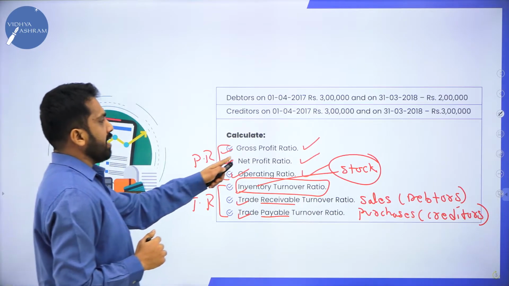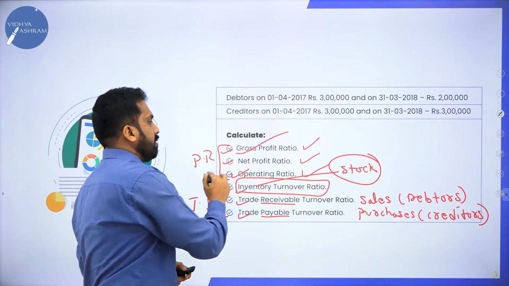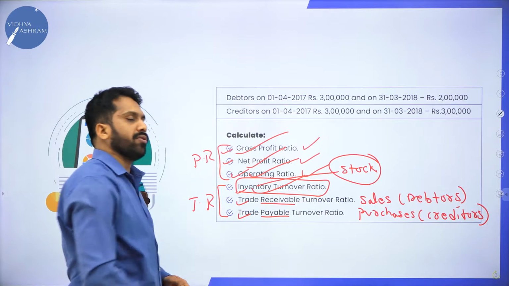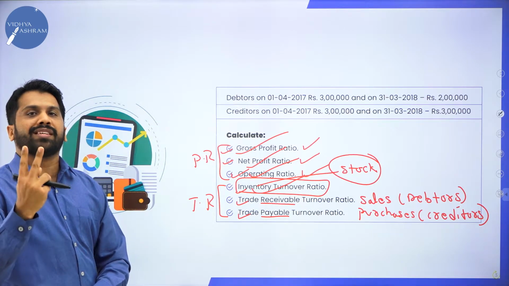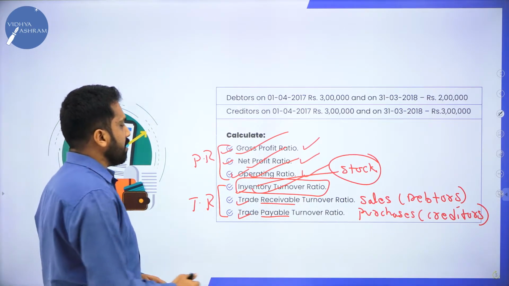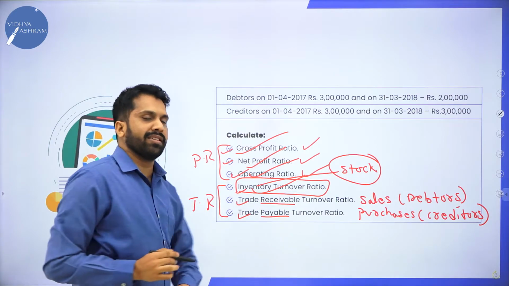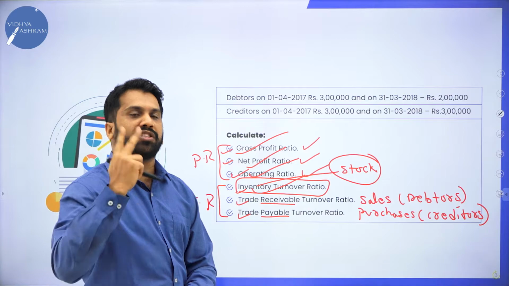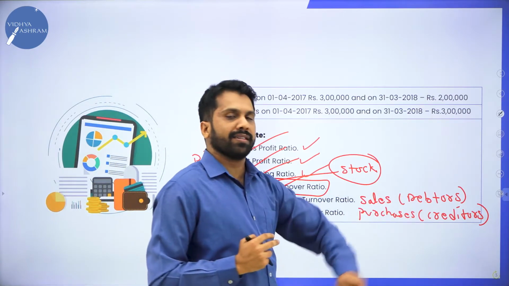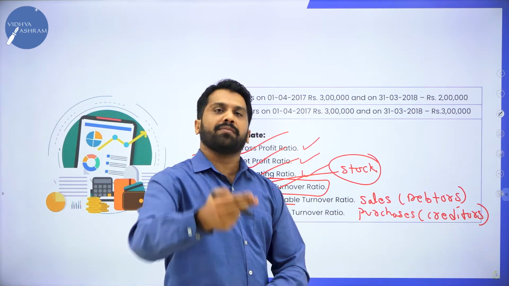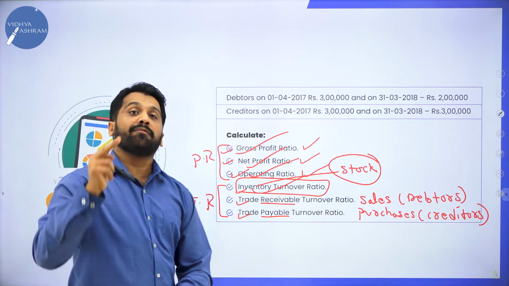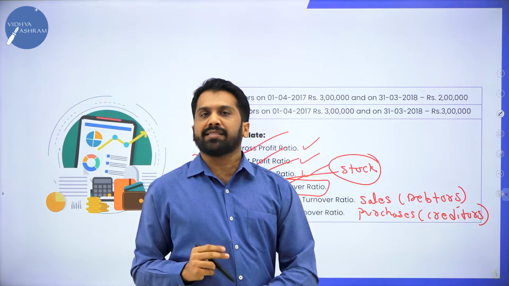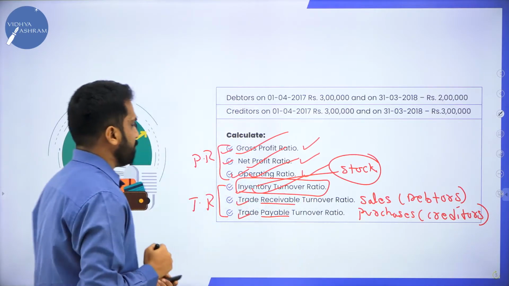Now, gross profit done, net profit over, operating over, inventory turnover also over. Now, two things are remaining: one is receivable, the other one is payable. If I say receivable, two things you have to remember: sales and debtors. If I say payable, two things you have to remember: purchases as well as creditors. We'll go for that.